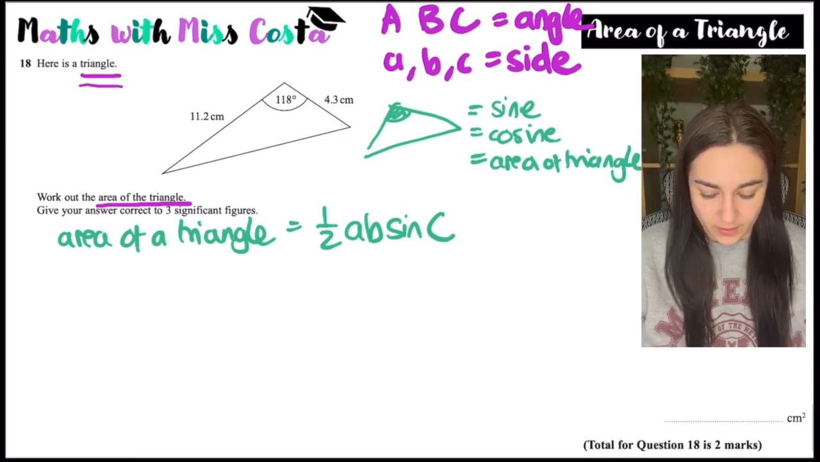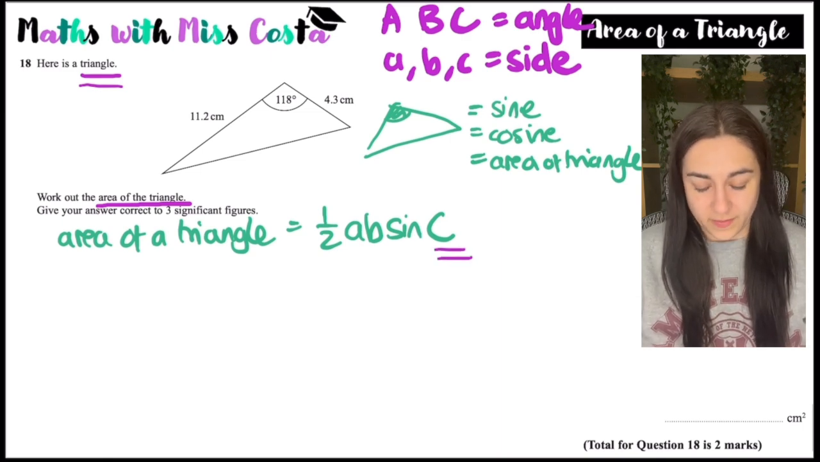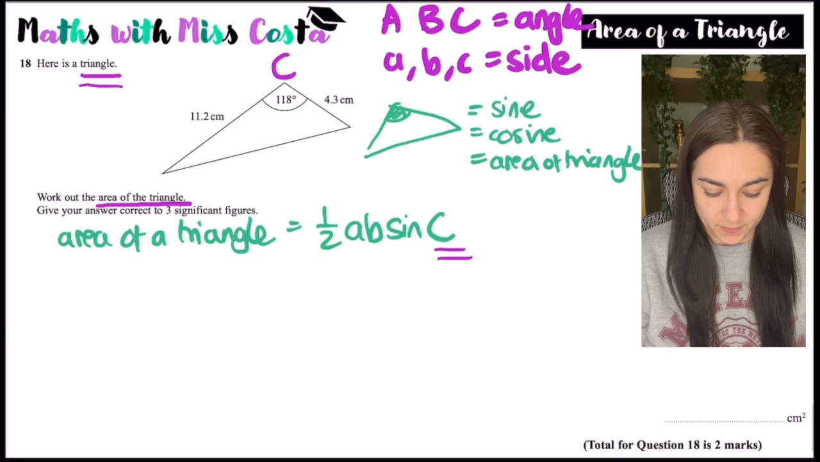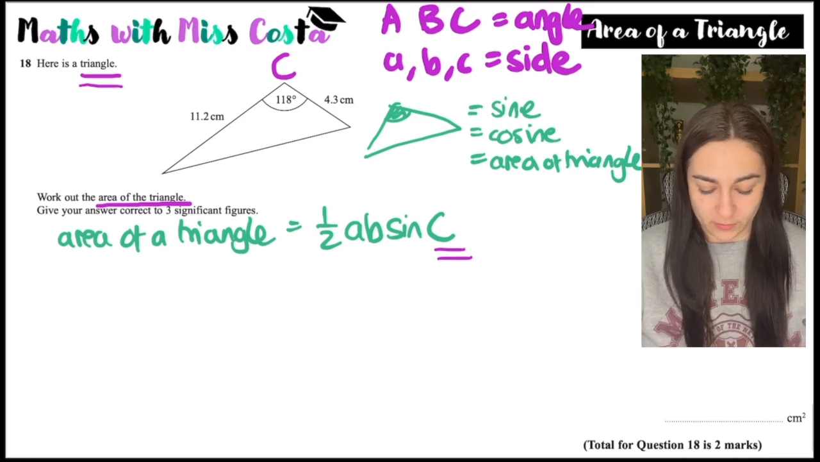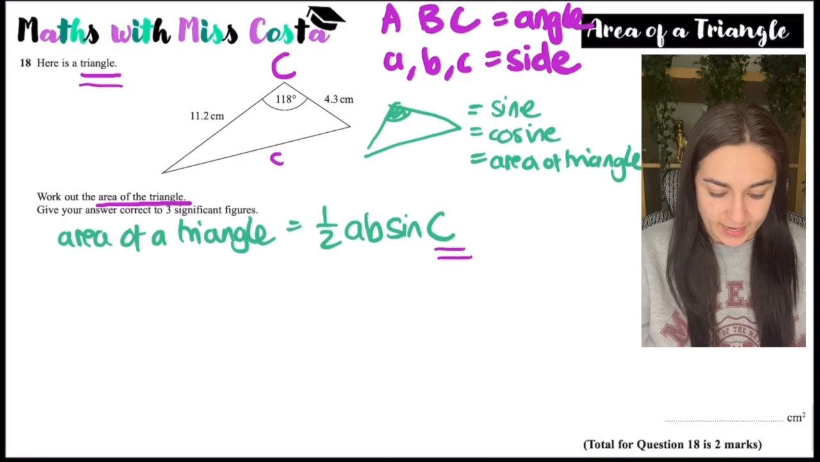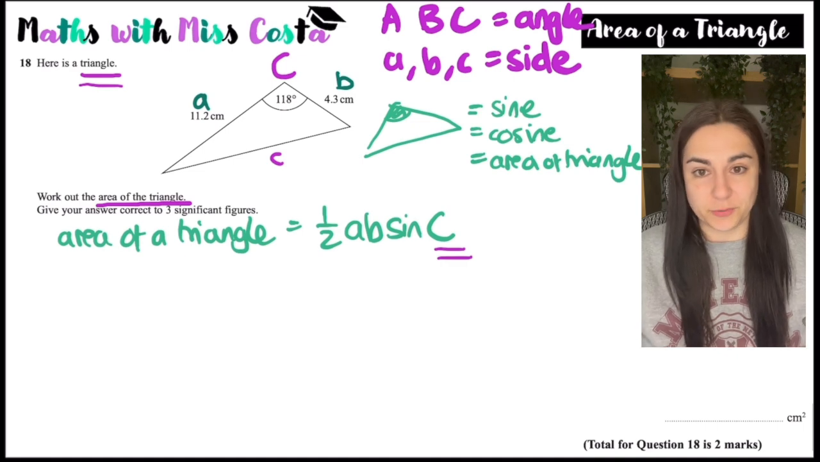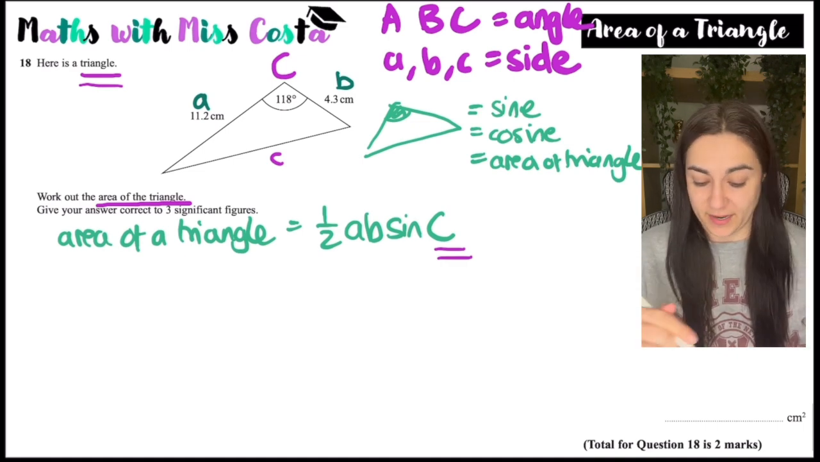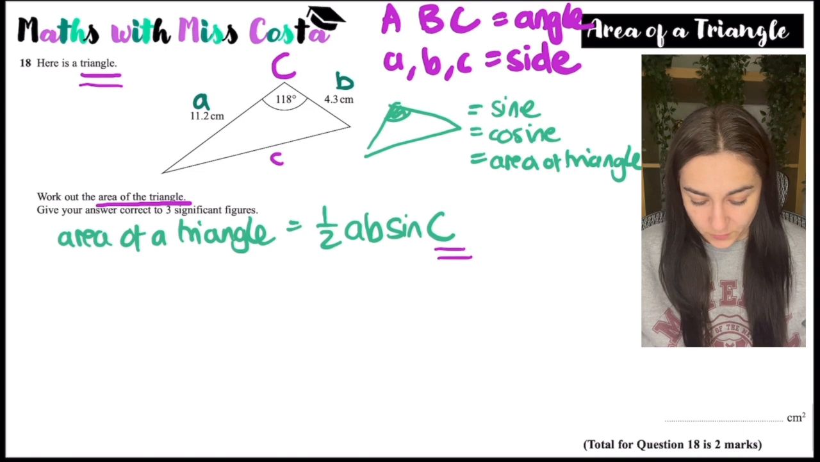So in this triangle, I want the given angle to be C, because that's what I'm going to be using. That's the only angle I've been given. Therefore, this side here is going to be c. And this side here would be a, and this would be b. It doesn't matter which one's which because we're just multiplying, so you could have labelled them the other way around. Now, all I need to do is substitute into the formula.